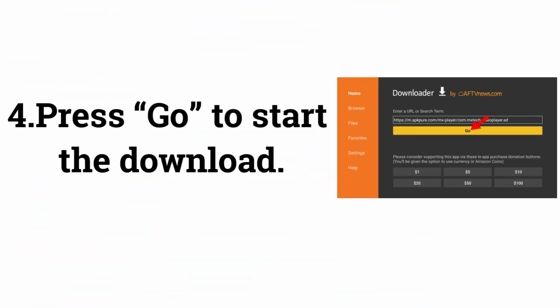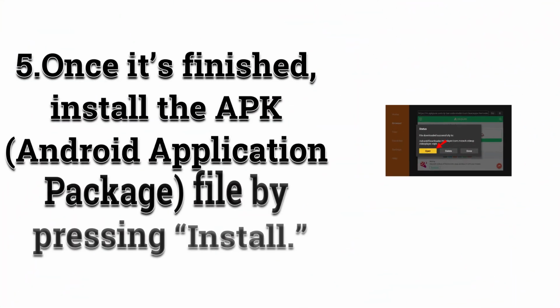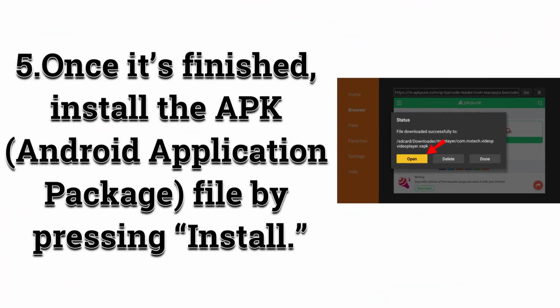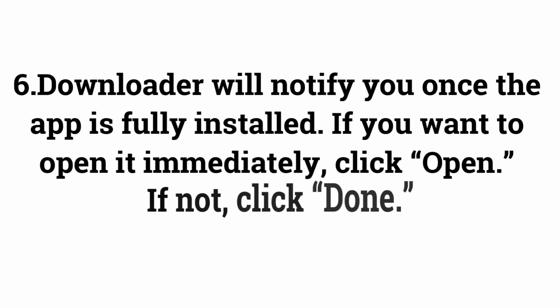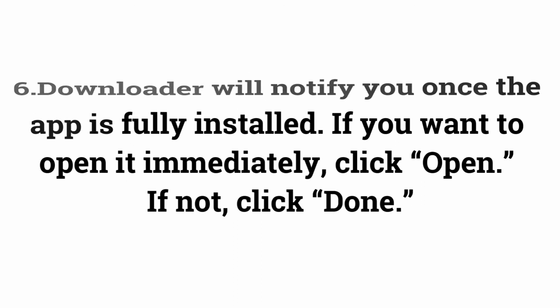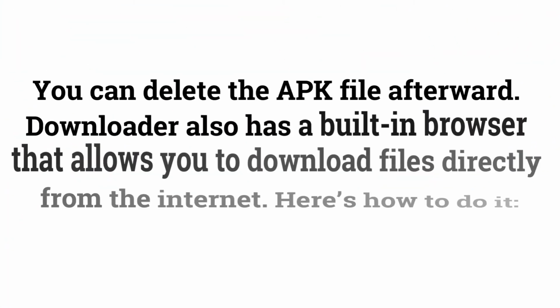Press Go to start the download. Once it's finished, install the APK Android Application Package file by pressing Install. Downloader will notify you once the app is fully installed. If you want to open it immediately, click Open. If not, click Done. You can delete the APK file afterward.